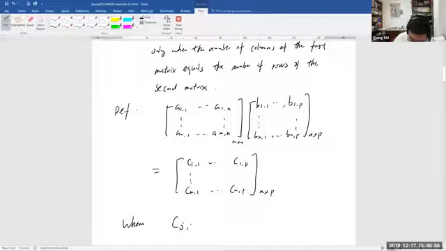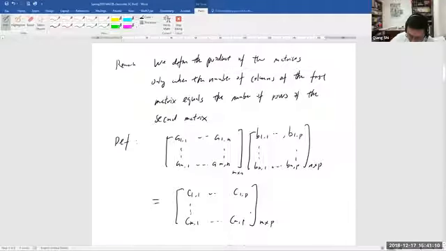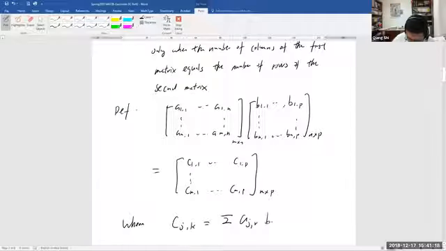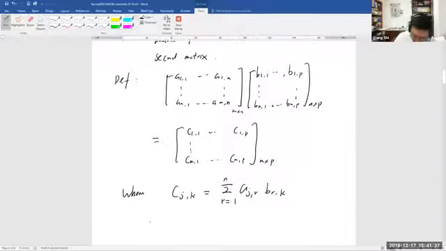Where this C, the jth row, kth column, is equal to the sum of A_jr times B_rk, for r from 1 to N. And where j goes from 1 to M, and k goes from 1 to P.